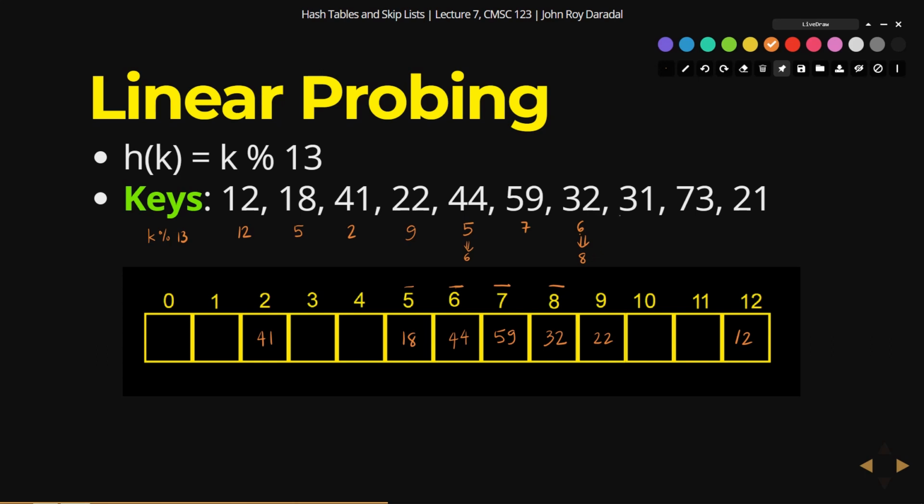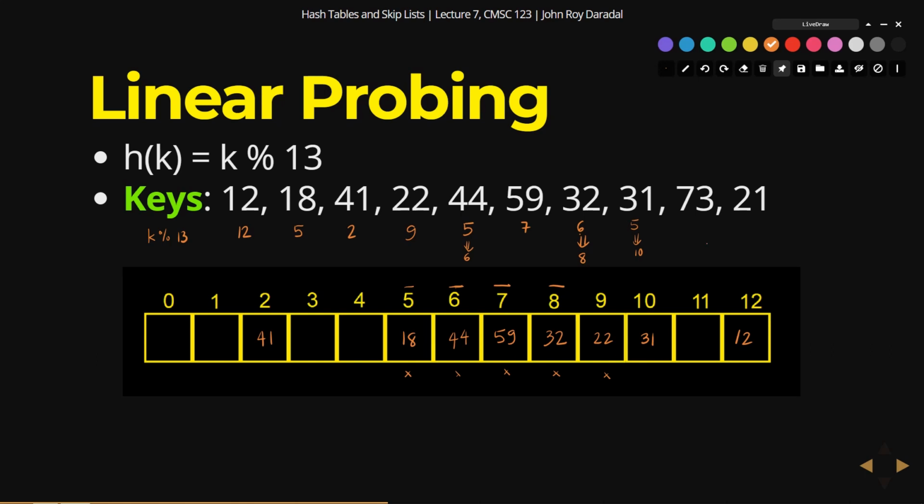Now how about 31? 31 modulo 13 is 5, but 5 is already taken, right? 5 is taken, so it's not this one. 6 is also taken, not this one. 7, no. 8, no. 9, no. So we actually end up putting 31 at index 10, because all the other adjacent cells were already taken.